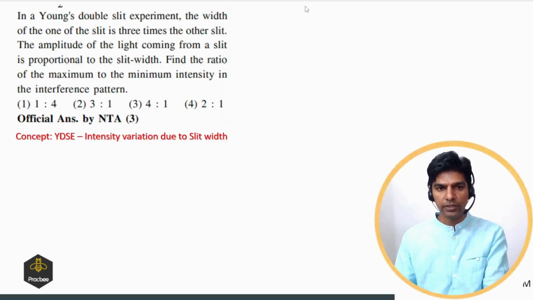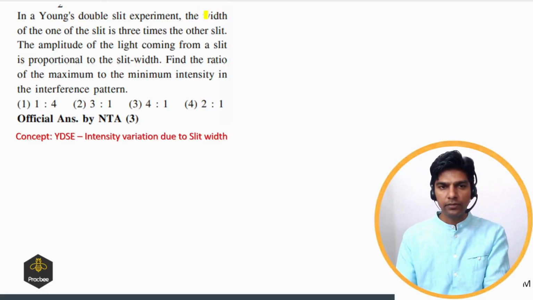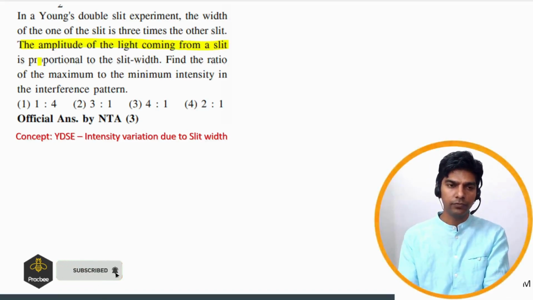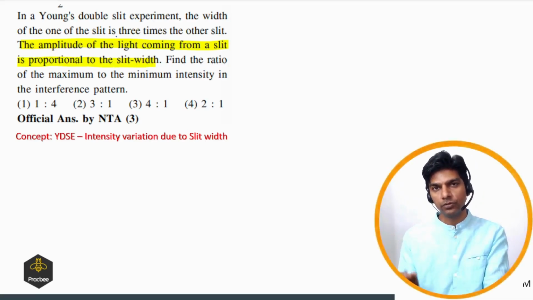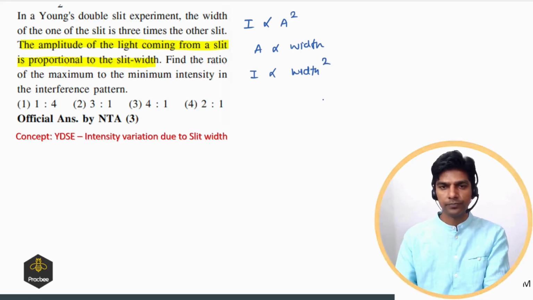Now let us see the different problem types. So in YDSE, the width of one of the slits is 3 times the other, and the amplitude of the light coming from the slit is proportional to the slit width. So here they have clearly mentioned that the amplitude of light coming from the slit is proportional to the slit width. But usually the intensity is proportional to width, but here they have given amplitude, and we know that intensity is directly proportional to square of the amplitude, and amplitude is directly proportional to the width. So we can say intensity will be directly proportional to the square of the width, right?